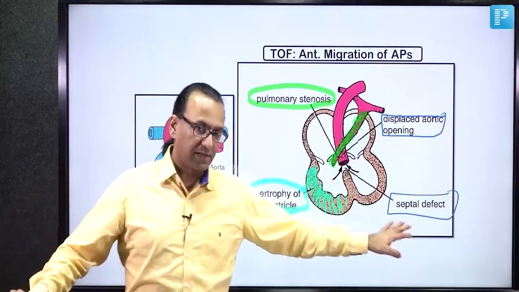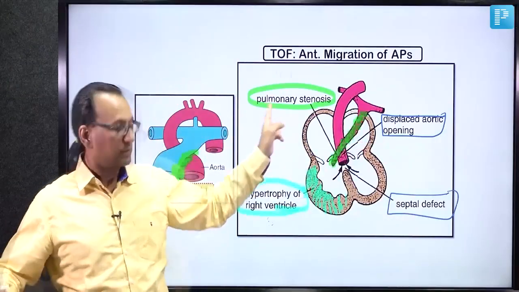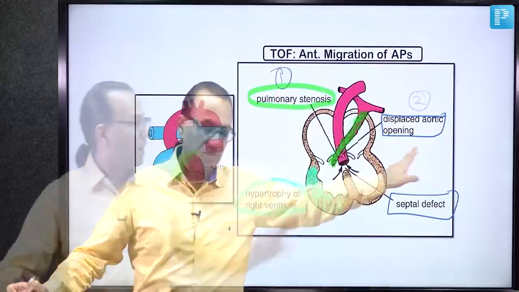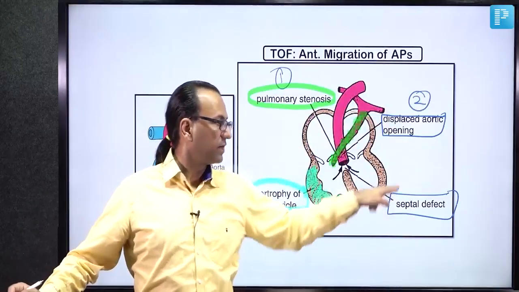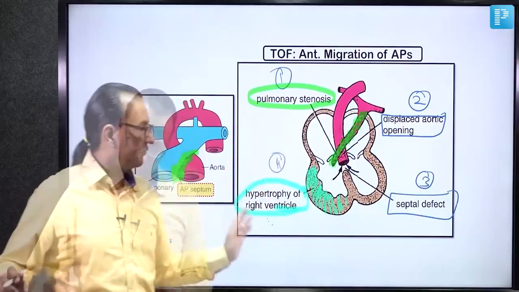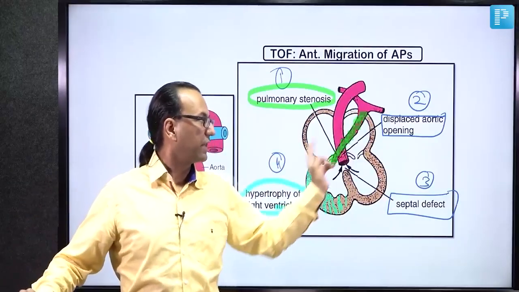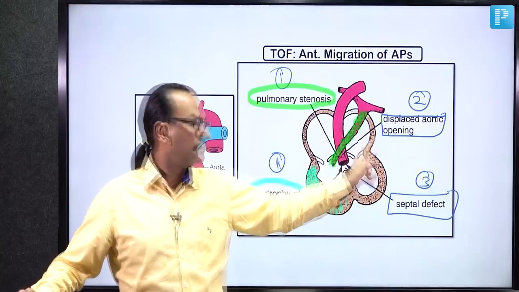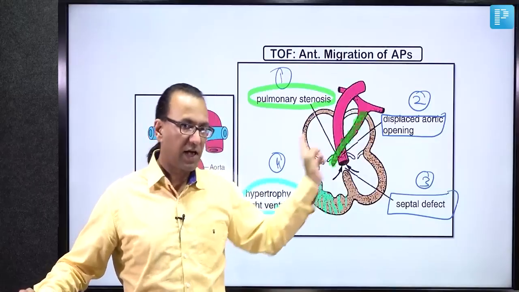So there are four things basically. Number one, it is pulmonic stenosis. Number two, it is overriding aorta. Number three, there is a mixing of blood, ventricular septal defect. And number four, resulting right ventricular hypertrophy. And if there is also an atrial septal defect, then it becomes pentalogy of Fallot. And mixing of blood will be between the atria as well.